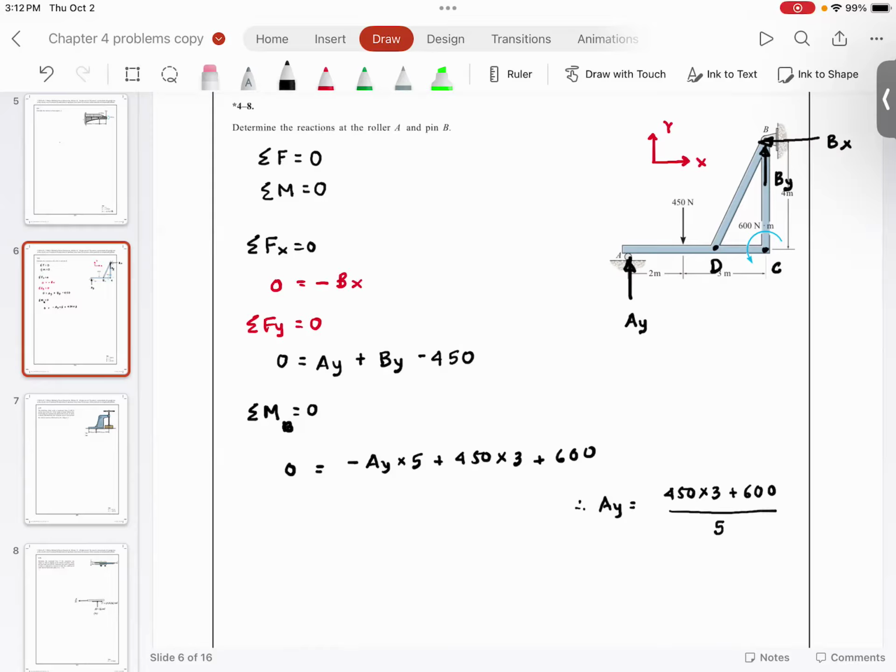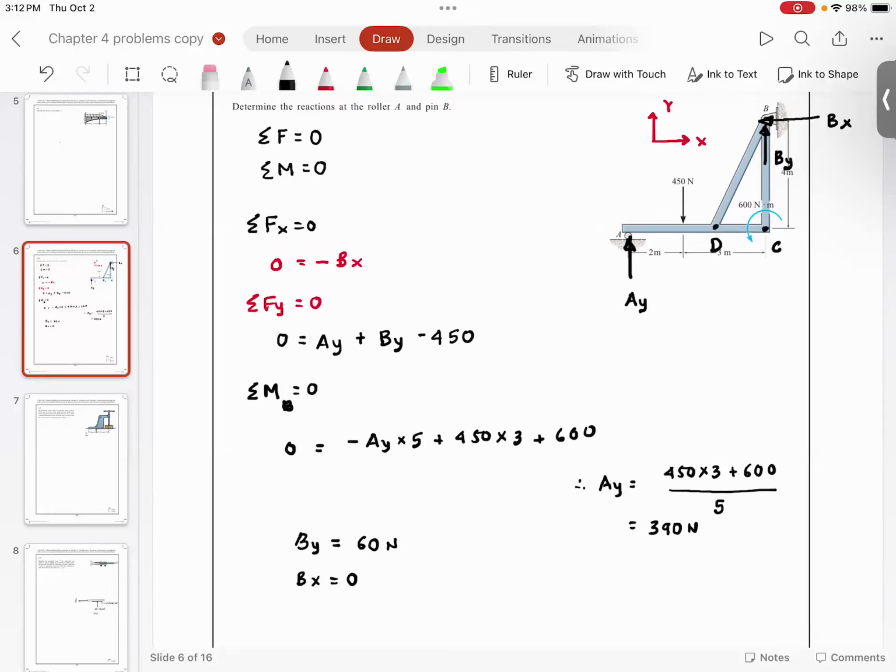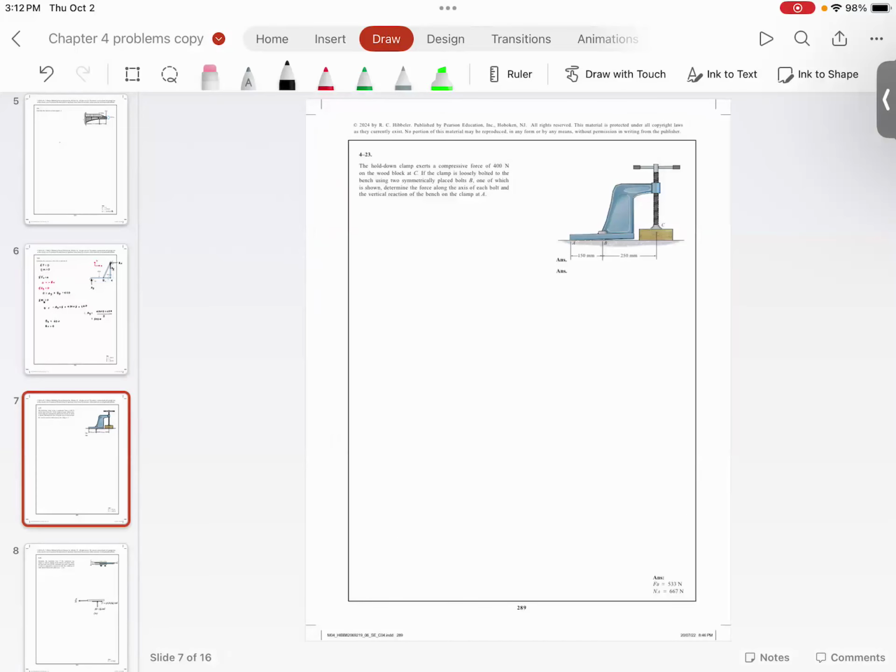So solve this, and you get the answer for AY, which is 450 times 3 plus 600 divided by 5. And from that, you'll be able to find BY. What is the value of AY? 390. The value of BY is 60, and the value of BX is equal to 0. Any questions here? Pretty simple stuff, right? Next problem is even simpler.